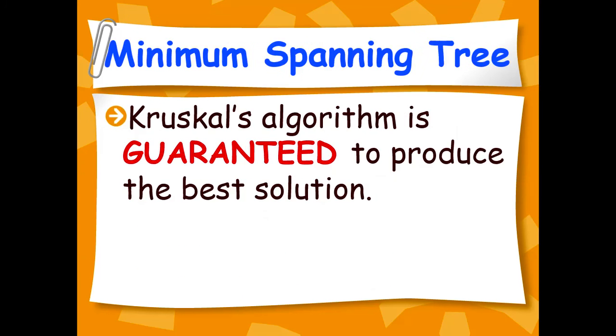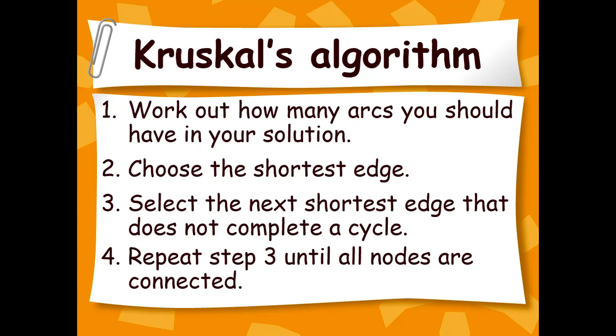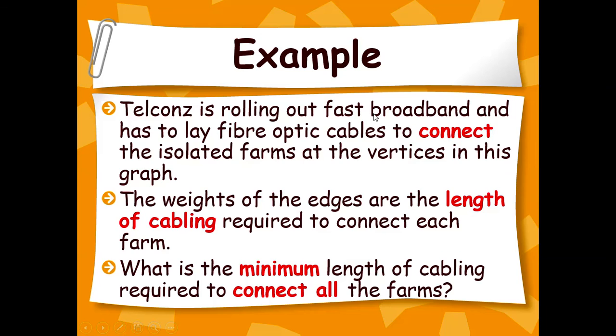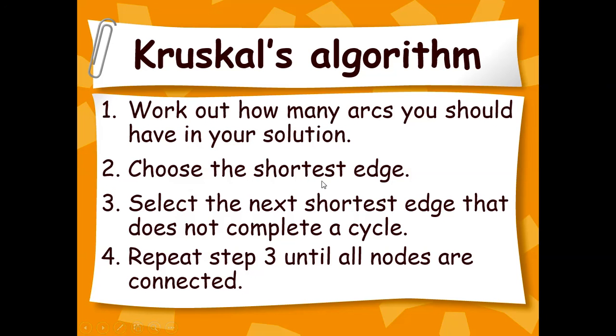Okay, so let's just go forward to... So this is the algorithm. So first step, work out how many arcs you've got, or how many arcs you need in your solution. Then the second step is to choose the shortest one, choose the smallest number. Step 3 is to choose the next shortest. So what's the next second smallest number? And you're going to keep choosing that smallest number until you've got enough arcs, until all the nodes are connected.